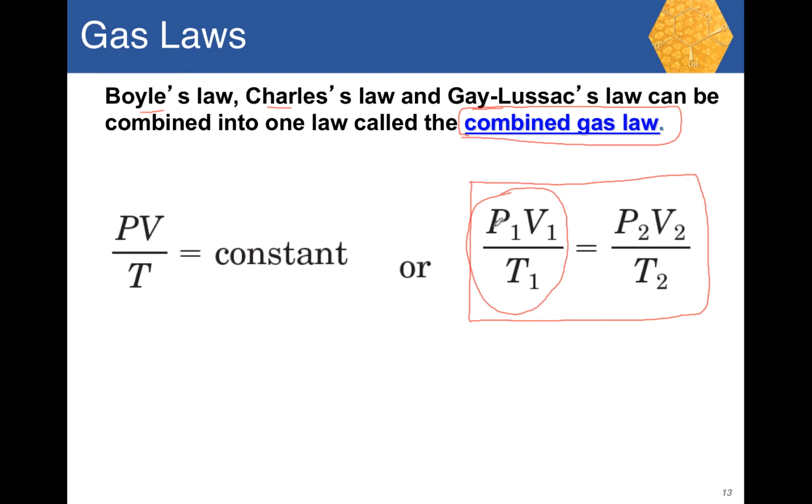So you have a gas at pressure 1, it's at volume 1, and it has temperature 1. Notice again the temperature here is in Kelvin. If you should make a change to pressure 2 and volume 2 and temperature 2, this equation can be used to solve any one of these variables. Let's see if we can apply that.